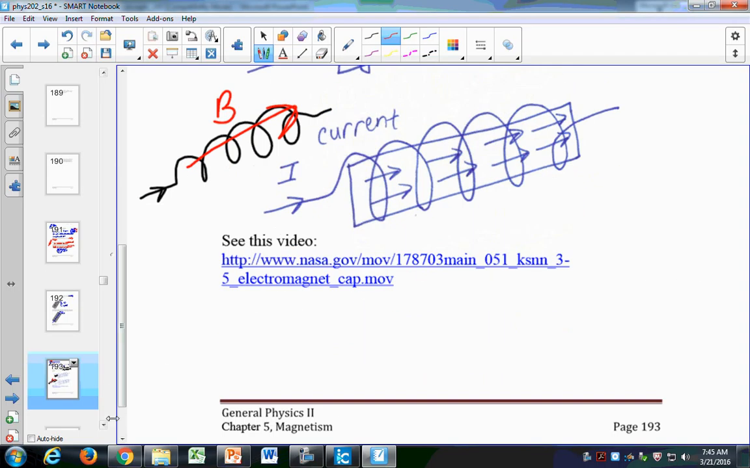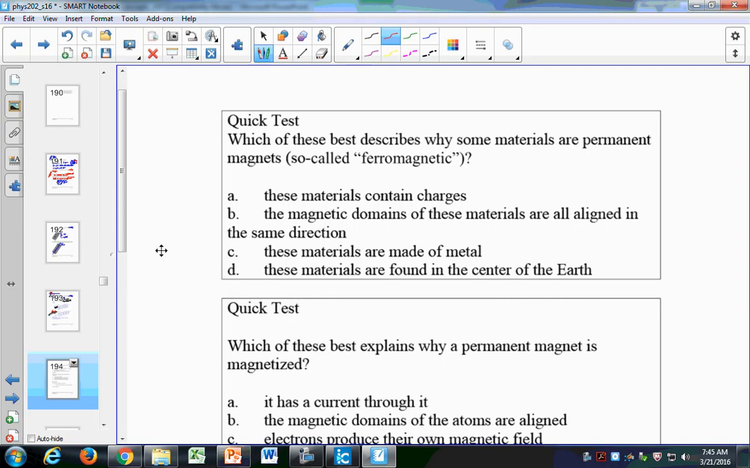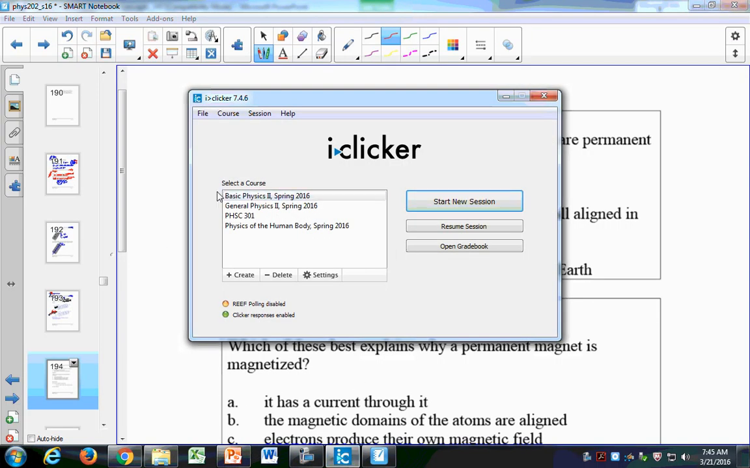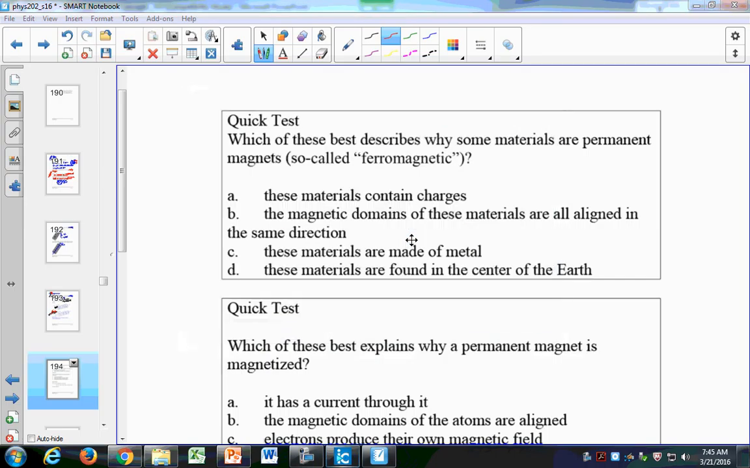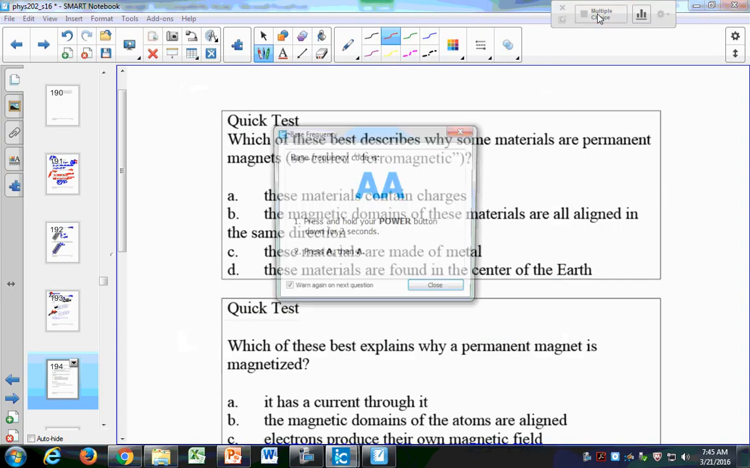All right, let's try these quick tests. Oh, by the way, did we finish the concept test from the back of the book for chapter 4? Somebody tell me that. We did. Okay, great. Thank you. All right, let's try these.